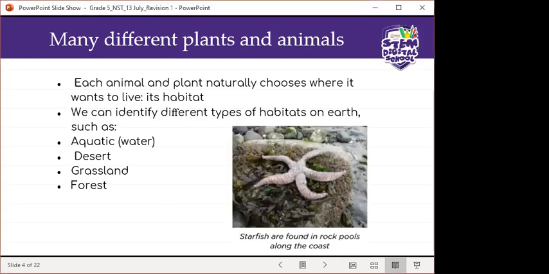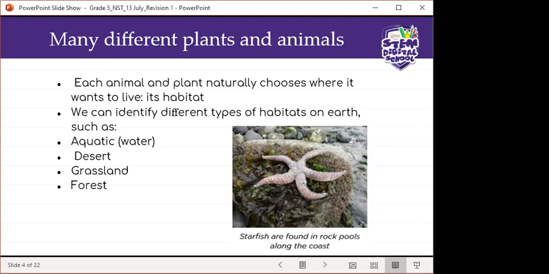Right, so here we have an example of the starfish, which is found in rock pools along the coast. So if you guys live near the coast, I'm sure you have seen a starfish, or if you have visited the coast, then you would know of the starfish. Okay, so let us move right along.